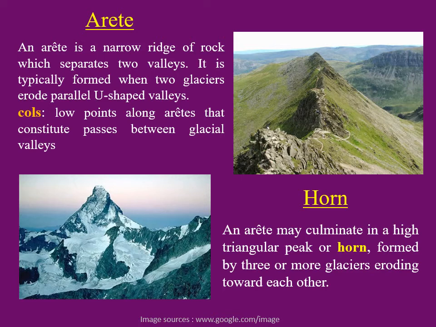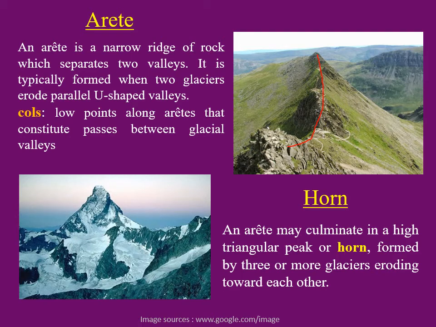Now, apart from cirques, when successive valley glaciers are divided by a narrow ridge of rock mass, this narrow ridge is known as an arete. Here you can see these aretes, these narrow ridges, and on the two sides of these aretes there will be two valleys where valley glaciers are found.